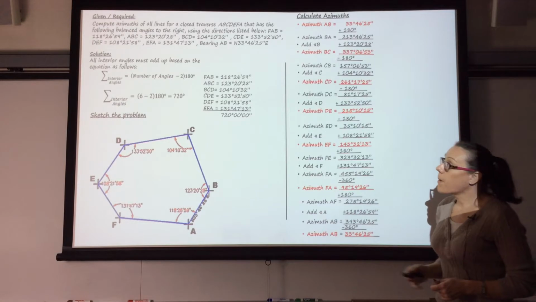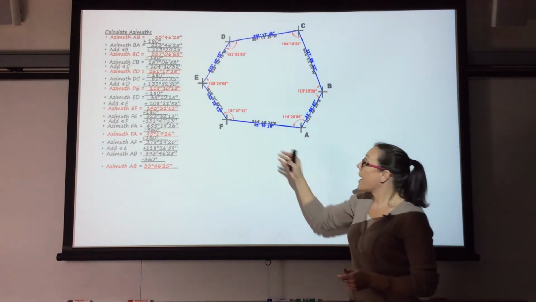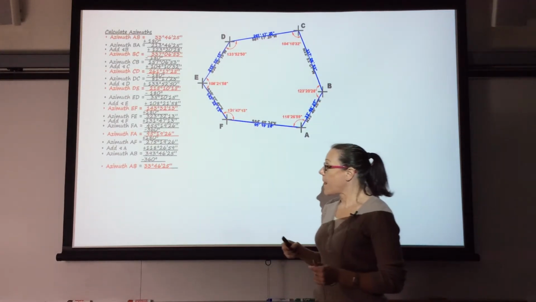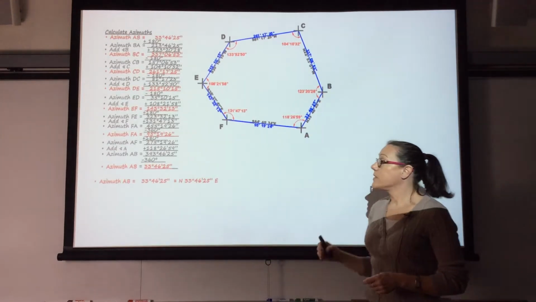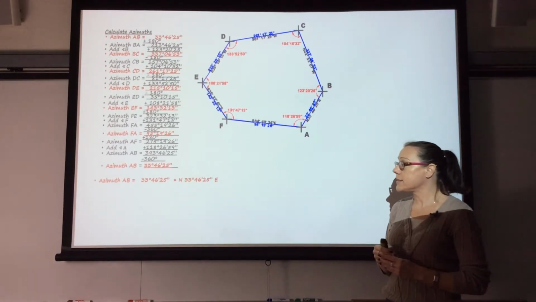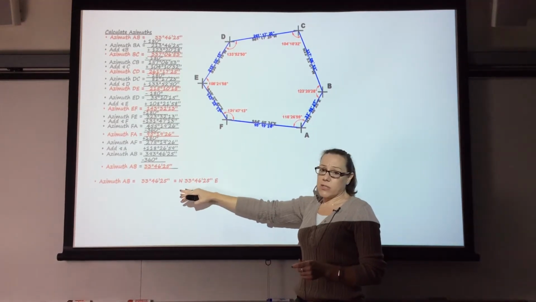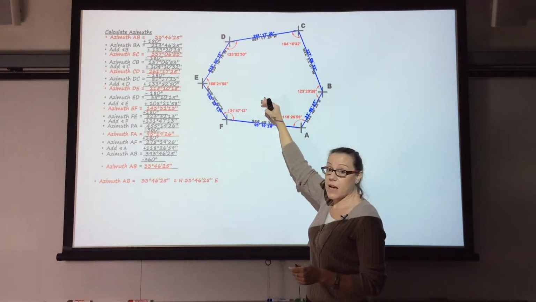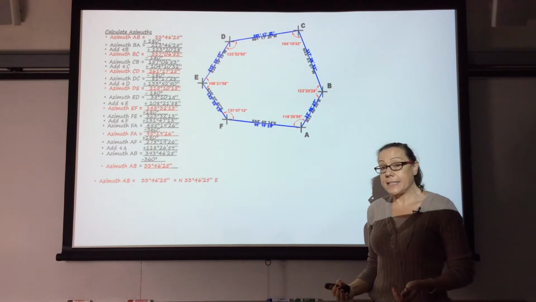Now, the second part of the problem says, what are the bearings of all of my azimuths going clockwise? A, B, C, D, E, and F, back to A. So the first one, the azimuth was in the northeast quadrant, so it's going to be the same as the bearing, but I'm going to put north and east on it. Not all traverses are always going to start in the northeast, so be aware of that. It could have come off to the southeast, and it's the same process. It's just your very first azimuth that is different.